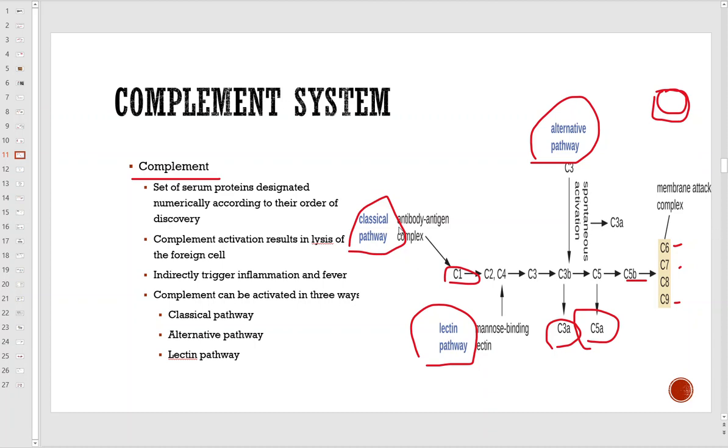So there's one way you can get the complement cascade going, with the antibody-antigen complex. The lectin pathway: mannose-binding lectin. Mannose is a sugar that's often associated with the glycocalyx of the bacteria. That will start the cascade, but instead of interacting on C1, it'll interact directly on C2 and C4. The alternative pathway is spontaneous: C3 is going to spontaneously at some point break into C3a and C3b, and it just starts at different points in there, guys. So you need to know all of those.